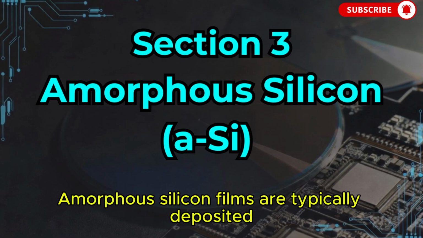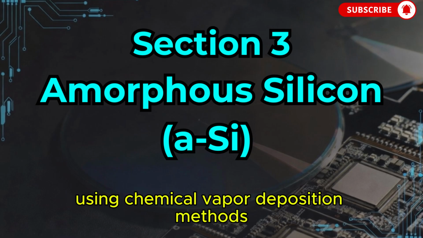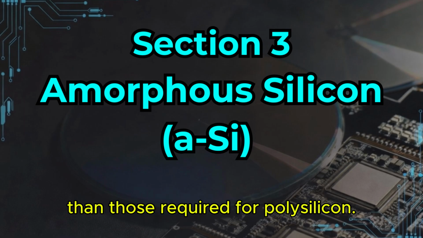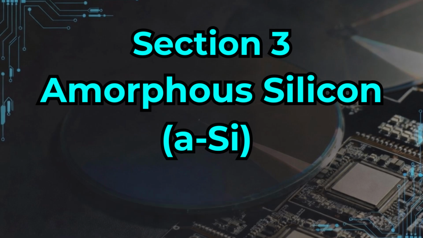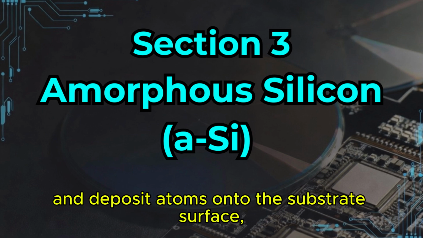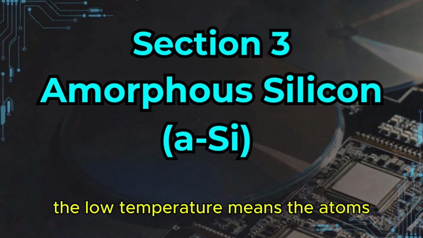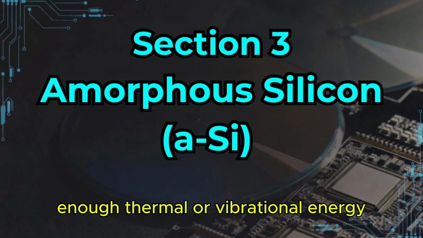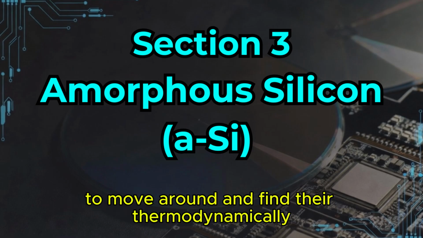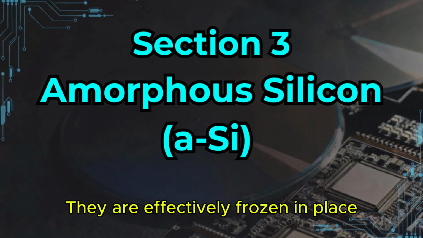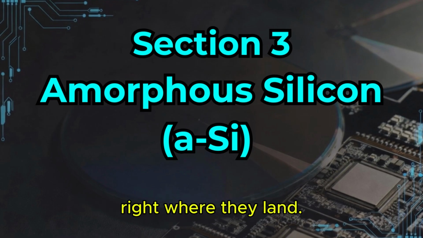Amorphous silicon films are typically deposited using chemical vapor deposition methods, but at much lower temperatures than those required for polysilicon. When the gaseous silicon precursors react and deposit atoms onto the substrate surface, the low temperature means the atoms simply do not possess enough thermal or vibrational energy to move around and find their thermodynamically preferred, highly ordered lattice positions. They are effectively frozen in place right where they land.